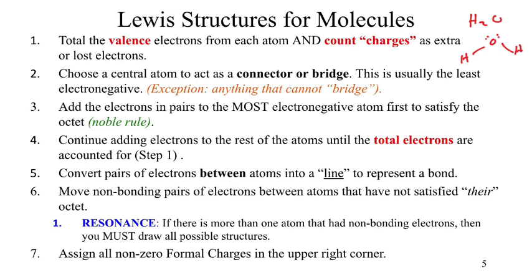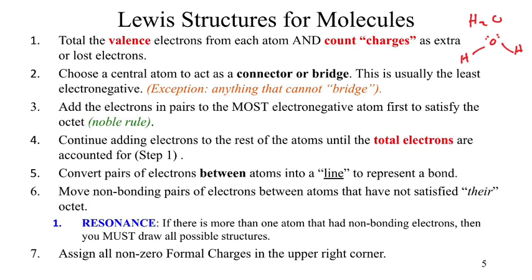Okay? Step 4, anywhere I have pairs of electrons between atoms, I will convert into a line. It needs to represent a bond connecting those atoms. We want that, and we'll need that later on, because it helps us to understand that we're actually sharing electrons through that space. Rule 6 is the killer. Move non-bonding pairs of electrons between atoms that have not satisfied their octet. Okay? This is a challenging one, and we'll look at examples.